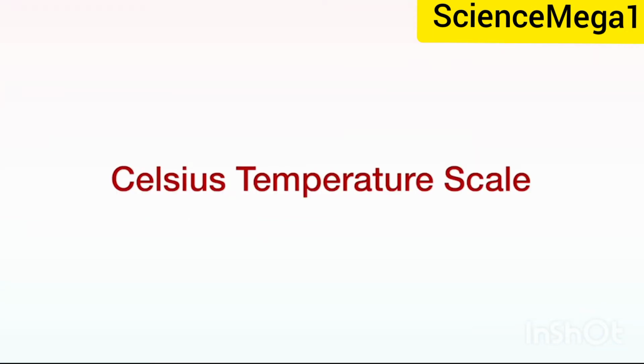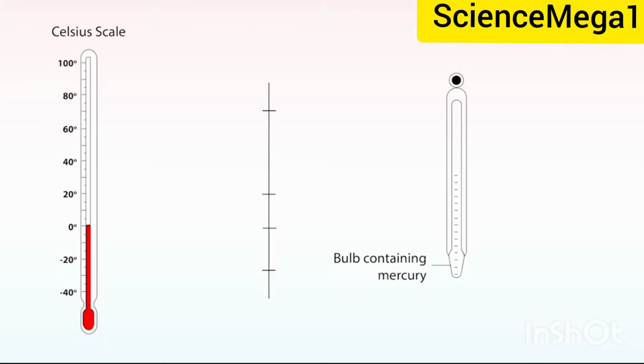Let's now look at the Celsius temperature scale. One of the commonest scales used in making thermometers is the Celsius scale, named after Anders Celsius. It is sometimes called a centigrade scale. Centigrade means divided into 100 degrees.